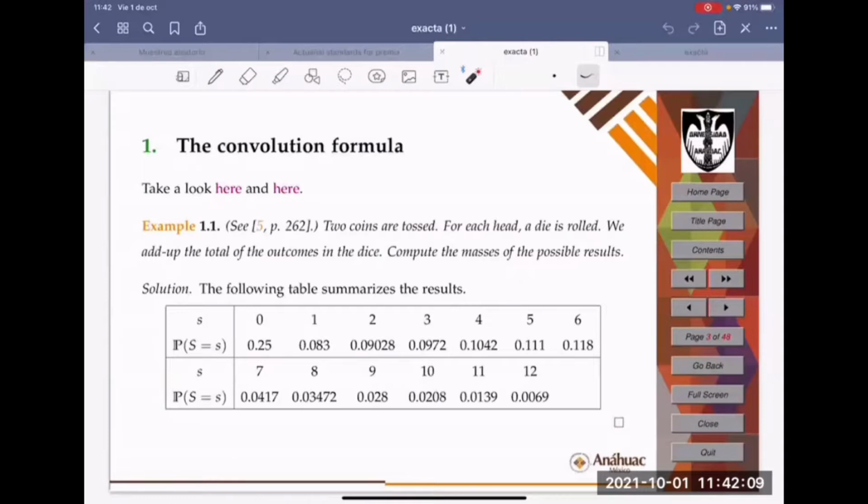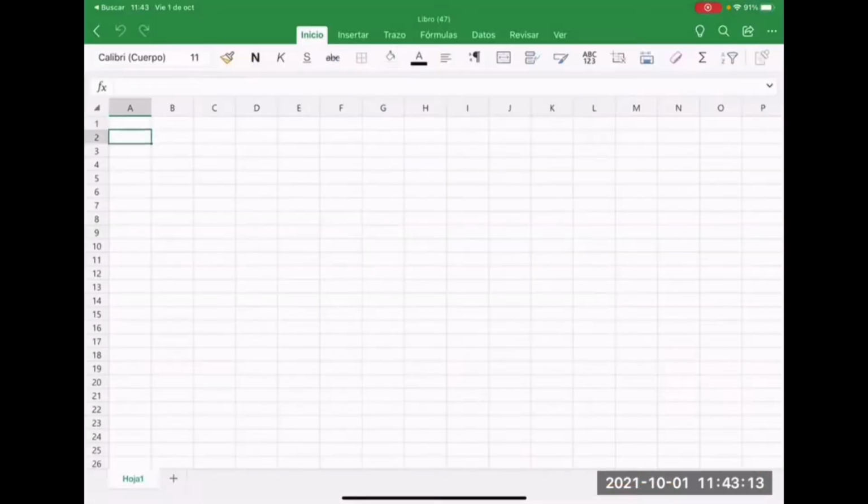Coins are tossed. For each head, a die is rolled. We add up the total of the outcomes in the dice. Compute the masses of the possible results. So it says that a coin is tossed.